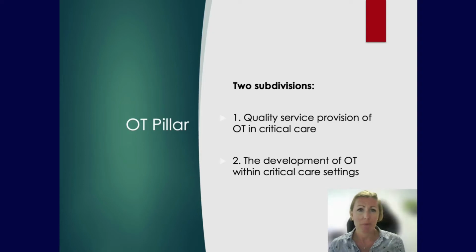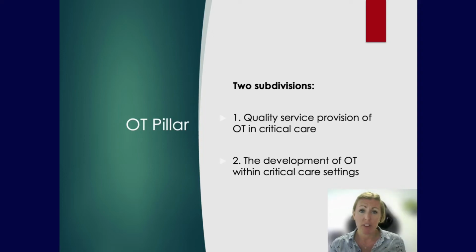So let's look a bit more in detail at the content of the OT pillar. It's been split into two subdivisions. Initially, we have the quality service provision in OT and critical care. This is about how you, as an OT, develop therapy in the critical care environment. For example, the assessment of patients' previous and current level of occupational performance, self-productivity and leisure.